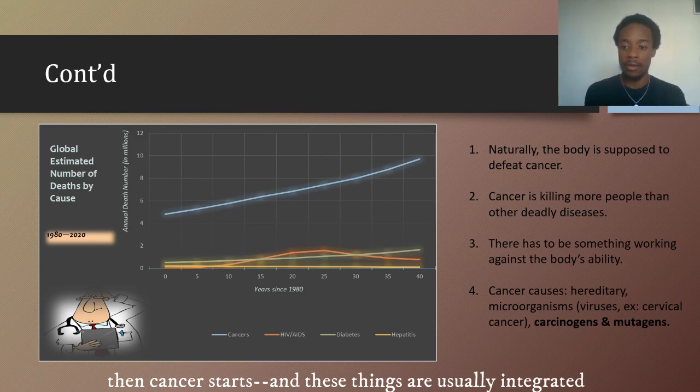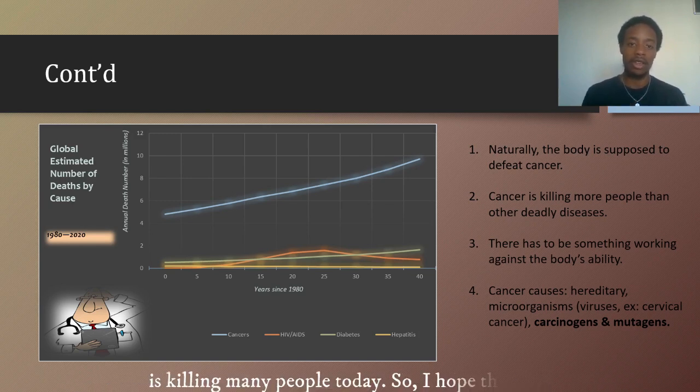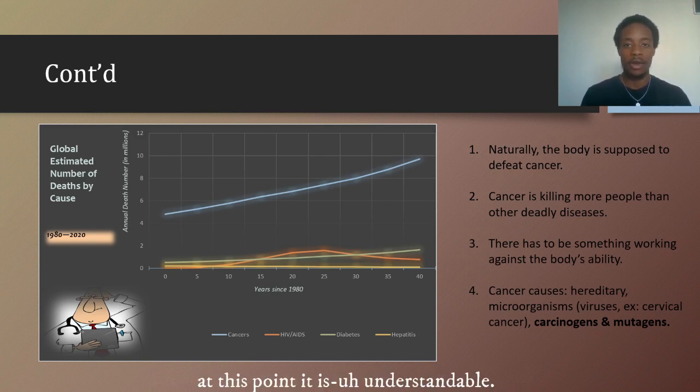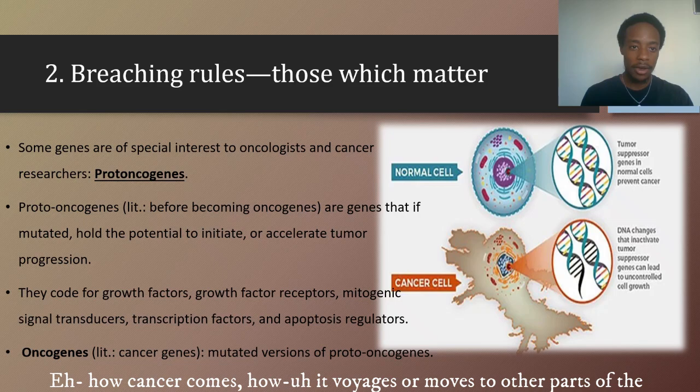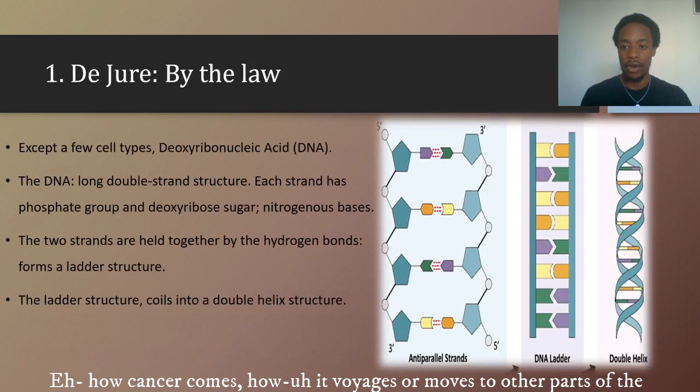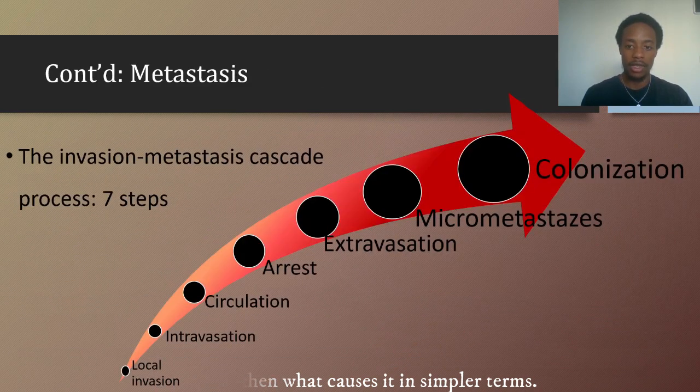And these things are usually integrated in our daily life, so we encounter them day to day. That's why cancer is killing many people today. So I hope that at this point it is understandable how cancer comes, how it voyages or moves to other parts of the body, and what causes it in simpler terms.